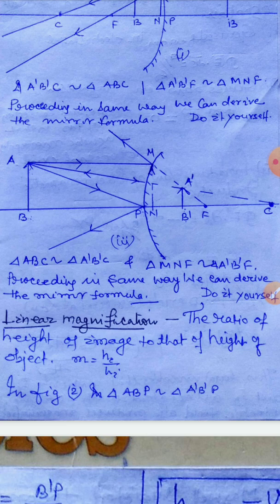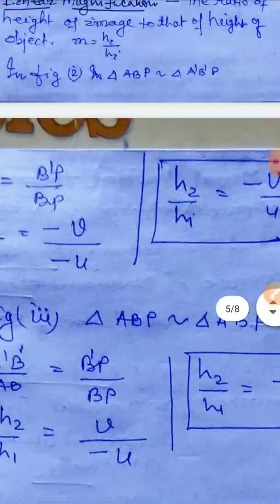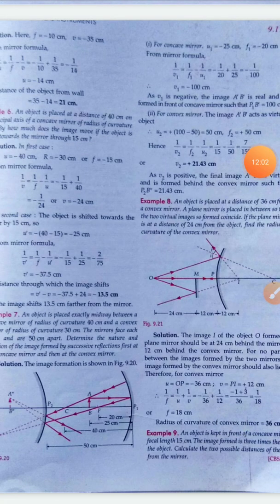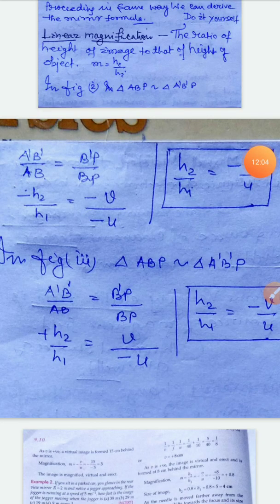Now magnification is defined as the ratio of the height of the image to the height of the object. Now in figure 1 you can see triangle ABP and A dash B dash P are similar. So we can write A dash B dash by AB is equal to B dash P by BP. Now use sign convention, you will get the result h2 by h1 is equal to minus v by u.